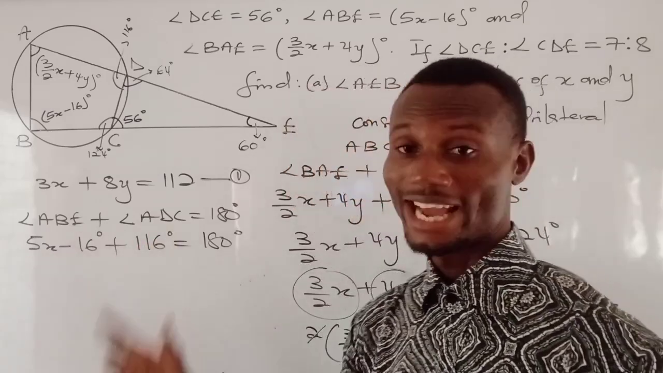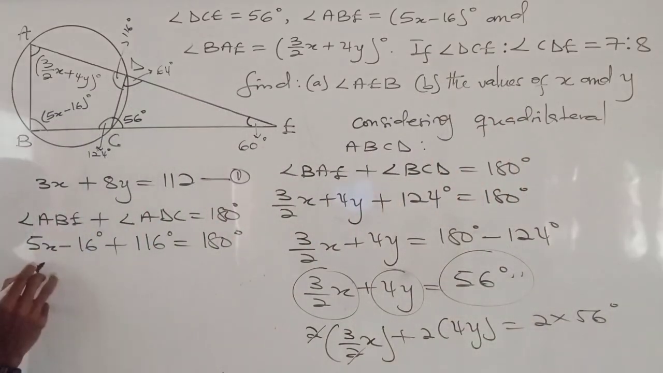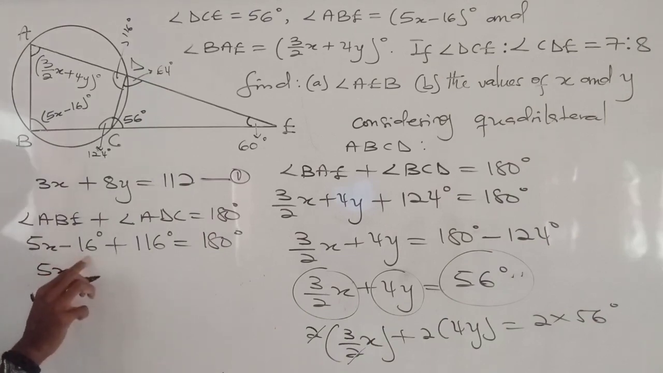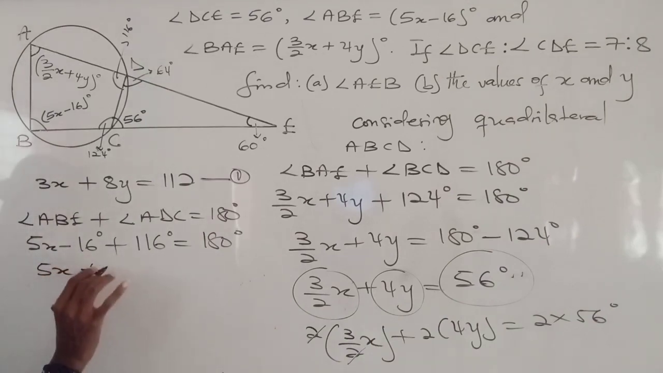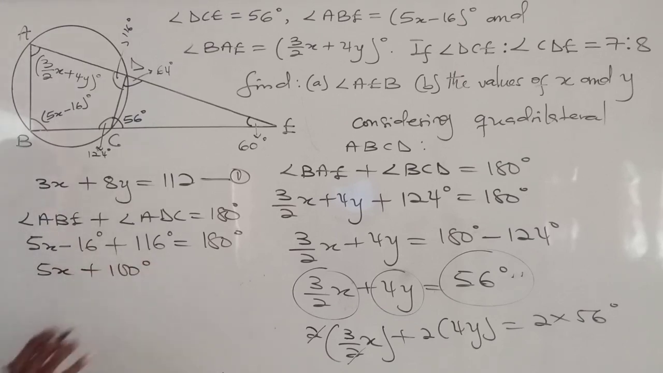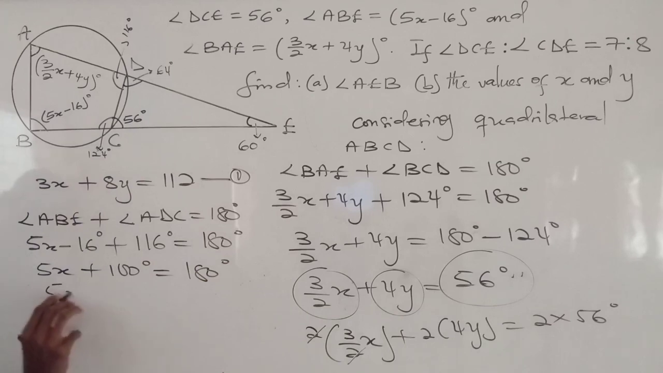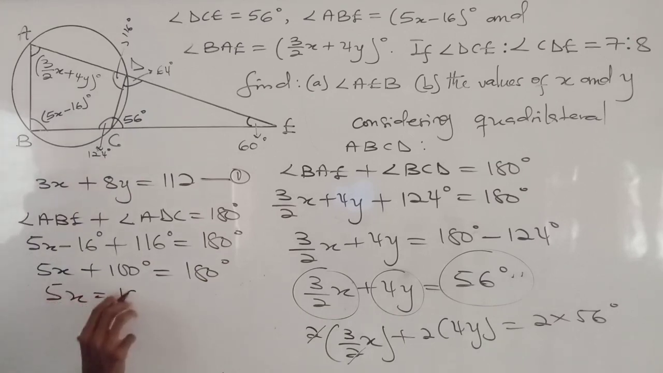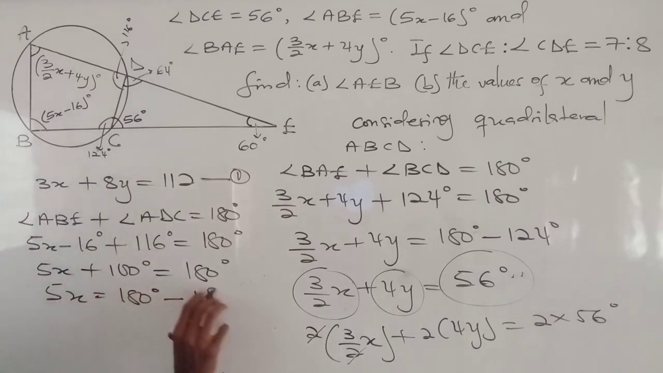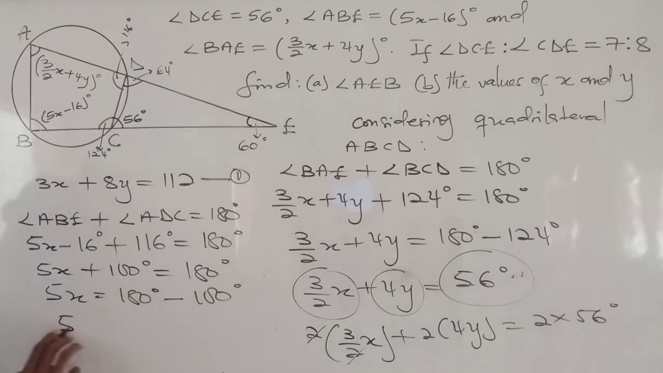Now let's proceed and simplify further. So I'm going to repeat my 5s minus 16 degrees plus 116 degrees will give me a positive 100 degrees, and I hope you agree with me, equals to 180 degrees. So my 5s equals to 180 degrees minus 100 degrees. So my 5s equals to, when you subtract, you get 80 degrees. I hope you understand up to this point.